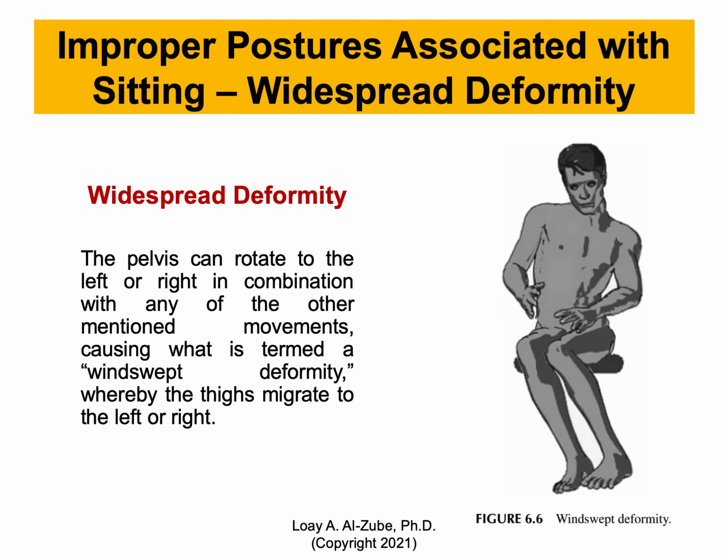There is another improper posture associated with sitting, which is called windswept deformity. The pelvis can, in this situation, rotate to the left or right in combination with any of the others we talked about previously, causing what is termed a windswept deformity, whereby things migrate to the left or right, and you have different parts of the body moving in different directions, or getting structured in different orientations.